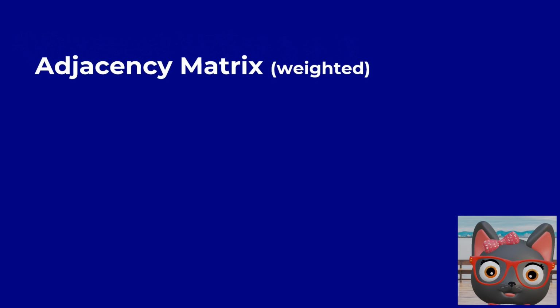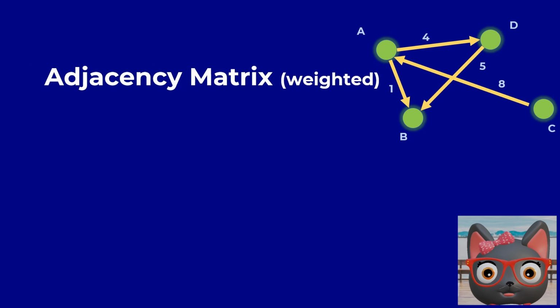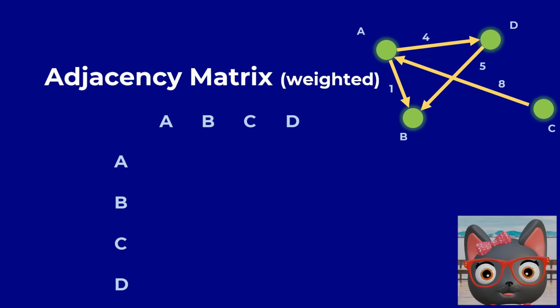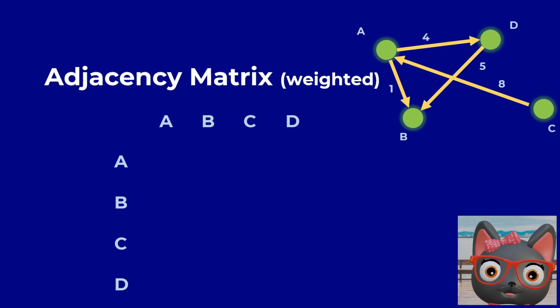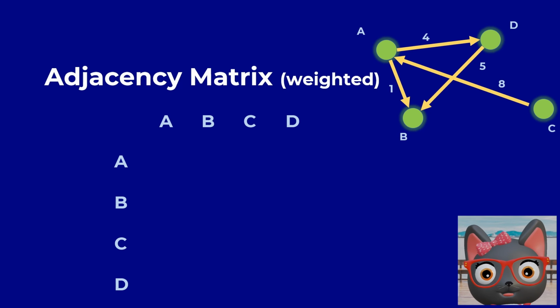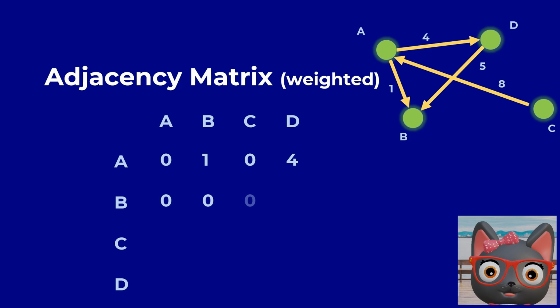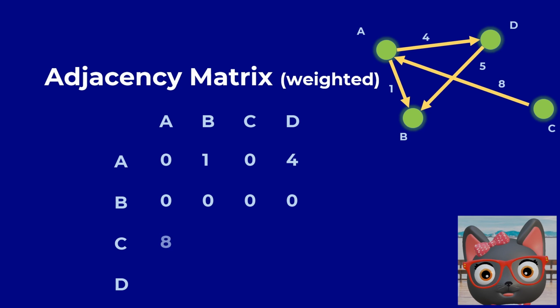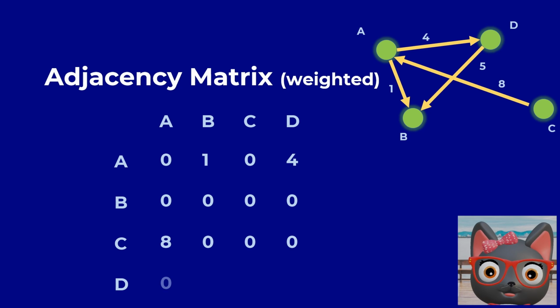In the weighted case, we make one minor change. Instead of placing 1 wherever there is an edge, we place the weight, so our adjacency matrix looks like 0, 1, 0, 4, 0, 0, 0, 0, 8, 0, 0, 0, 0, 5, 0, 0.